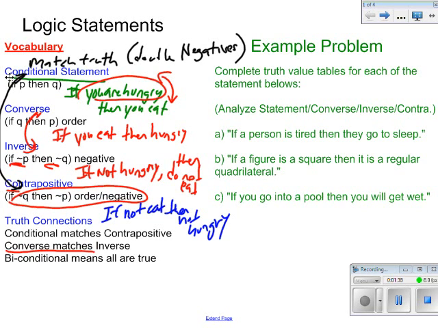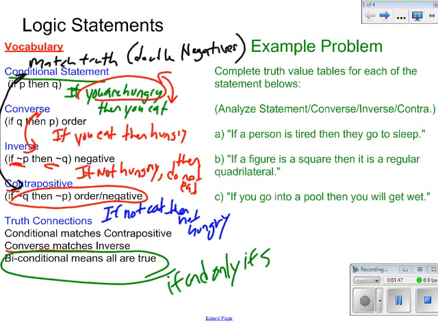Now the converse and inverse are also tied together. Their truths match. So if the converse is true, so is the inverse. This is that same double negative idea. Now if all of them are true, then it's called a biconditional statement. And this is an if and only if statement. I'll explain that more later on.